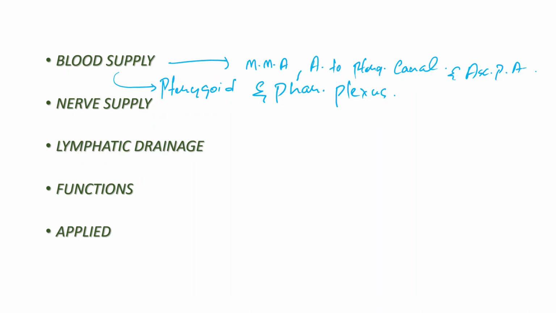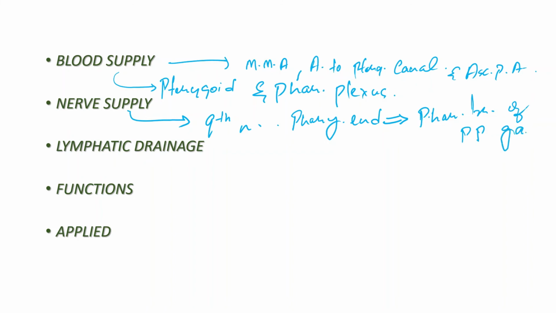Next is the nerve supply of the auditory tube. The entire tube except the pharyngeal end is supplied by the glossopharyngeal nerve via the tympanic plexus. I repeat, the entire auditory tube except the pharyngeal end is supplied by the ninth cranial nerve, that is the glossopharyngeal nerve, through the tympanic plexus. And only the pharyngeal opening is supplied by the pharyngeal branch of the pterygopalatine ganglion. So this is about the nerve supply of the auditory tube.